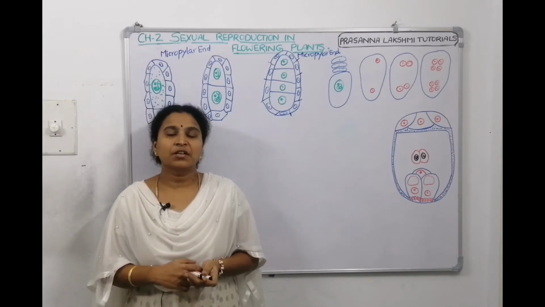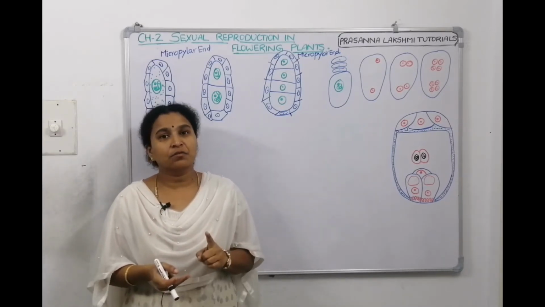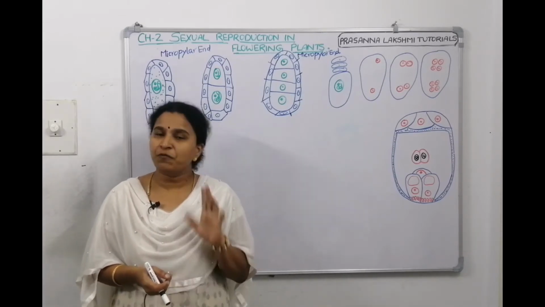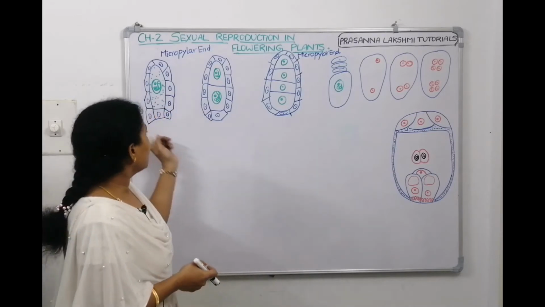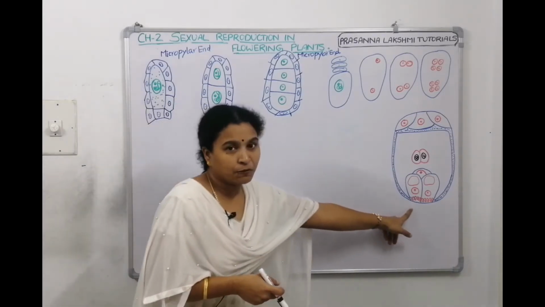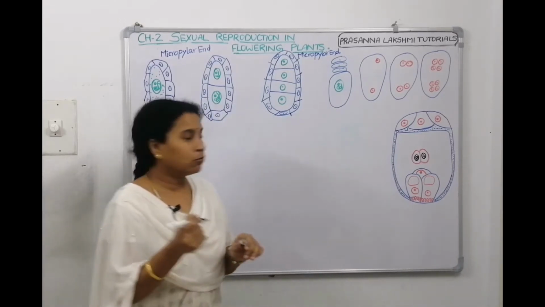In the previous lecture, we talked about ovule, megasporangium. Now, in this lecture, we'll talk about megasporogenesis and the development of female gametophyte. Here you can see I have drawn the pictures from NCERT. How does the female gametophyte development occur? Now, let us start the class with megasporogenesis.